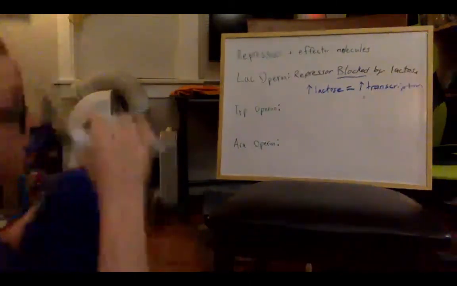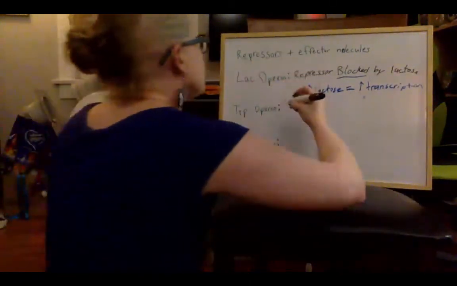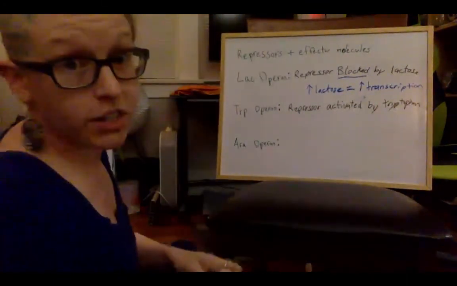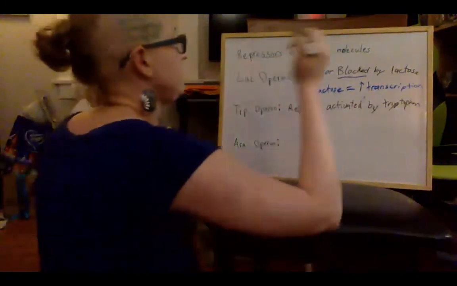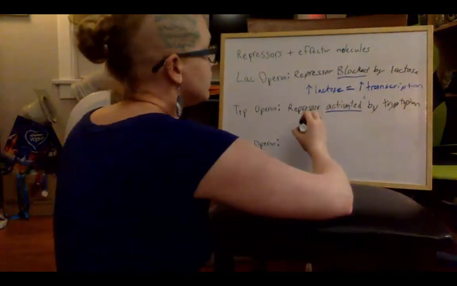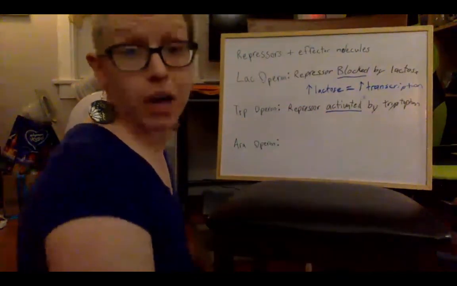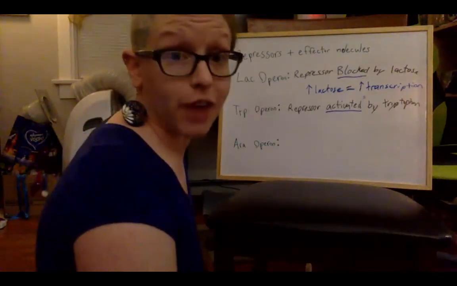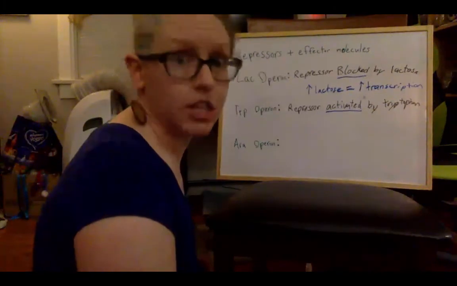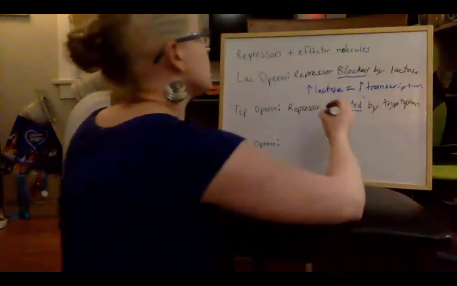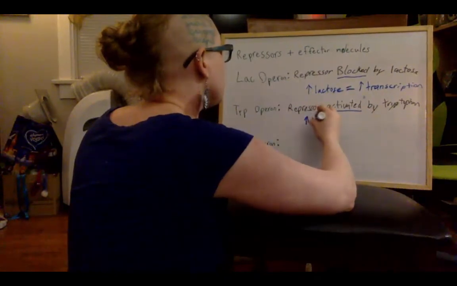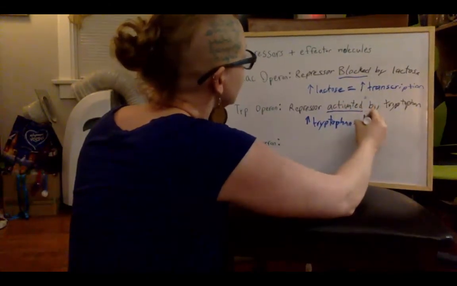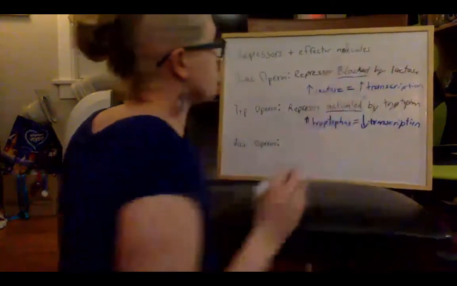So for the trp operon, we have the opposite situation. We have a repressor activated by tryptophan. That means that it can only bind to the operator when it is also bound to tryptophan. Tryptophan allows the interaction with the operator, thus, up tryptophan equals down transcription. It's the opposite.